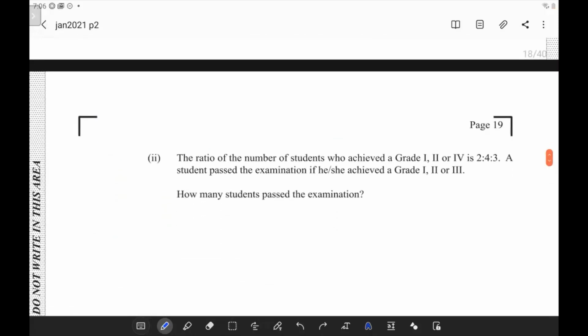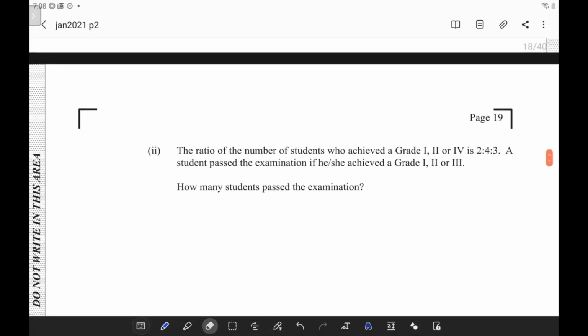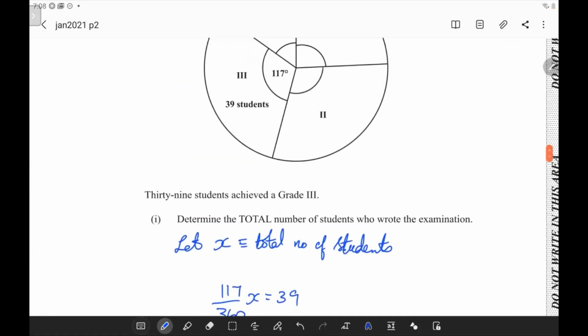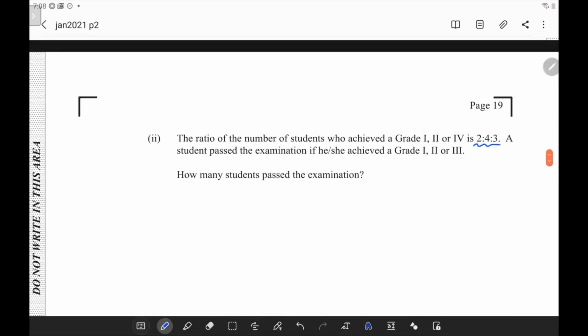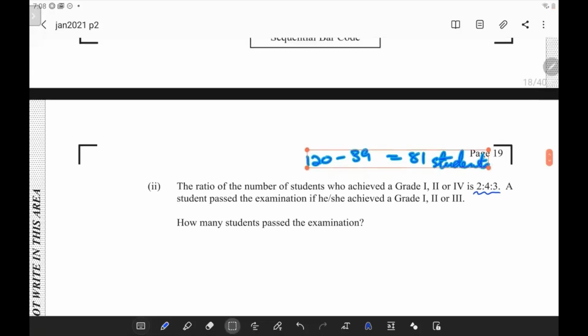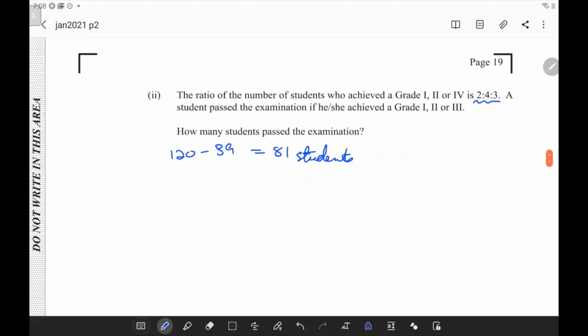Okay, so the ratio of the number of students who achieved a grade 1, 2, or 4. Let's see, this spread tells us about 1s, 2s, and 4s. And we recall that 39 students had grade 3s. So this only tells us about 120 minus 39, which is 81 students. So we have 81 students in this data set here, right? So this is not the answer. So let's just box this, because that's not the answer.